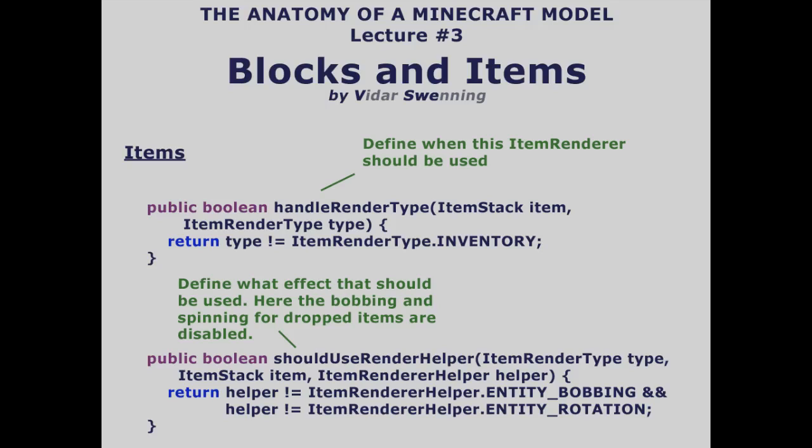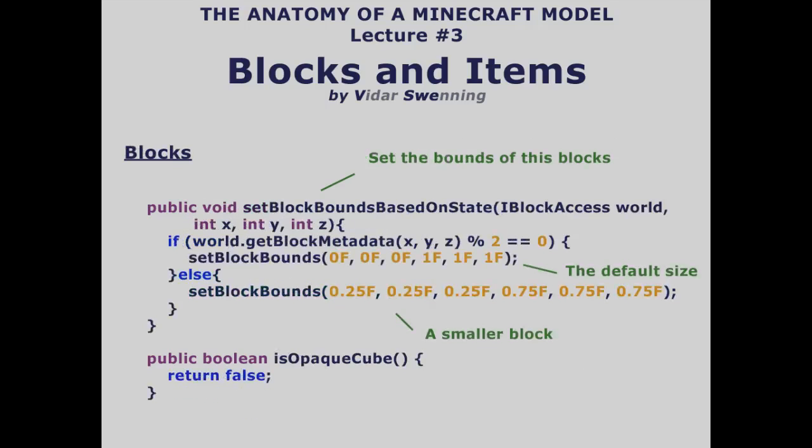And then we can also define which helpers to use, and in this case I have disabled the entity bobbing and the entity rotations, which make sure that the dropped entity is not going to spin, nor is it going to bob up and down. So you can just return true depending on which helpers you want to use there.